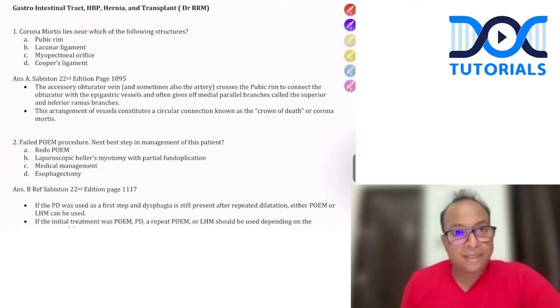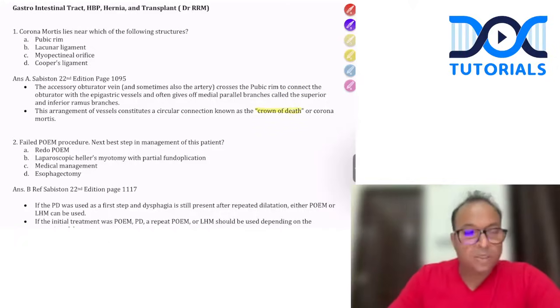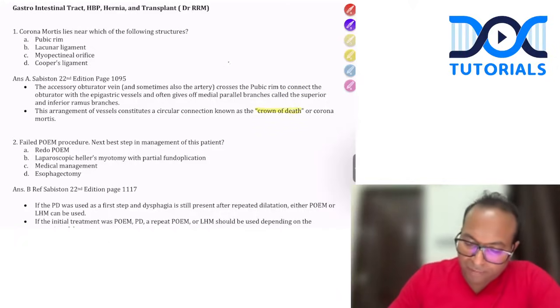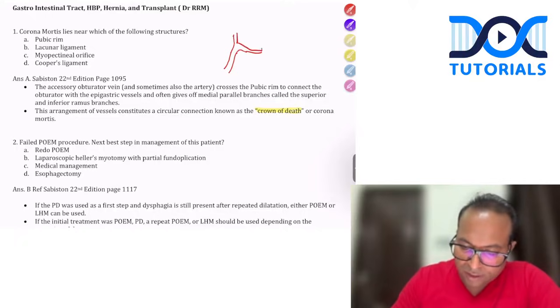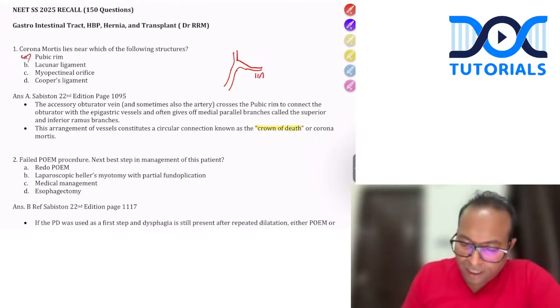Corona mortis lies near which of the following structures? As all of you know very well, corona mortis is also called the crown of death or circle of death. It is formed between the common iliac artery, external iliac artery, and internal iliac artery. This is the pubic rim. This is the laparoscopic view.